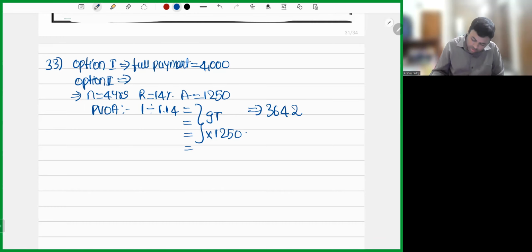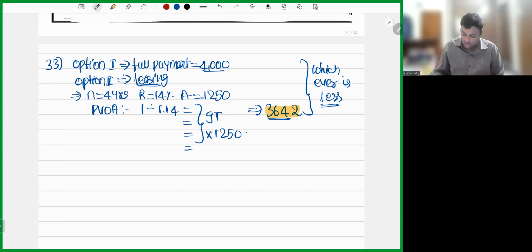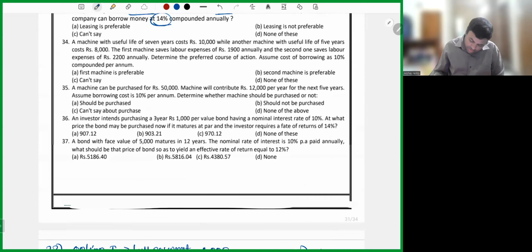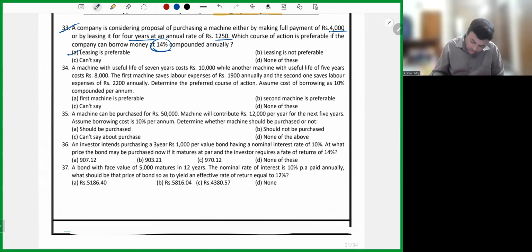Option 1, full payment, is 4,000. Leasing is 3642. So what will I select? Whichever is less. Which is less, my dear friends? 3642 is less. So what is preferable? Leasing is preferable. Okay, so I'll say leasing is preferable.